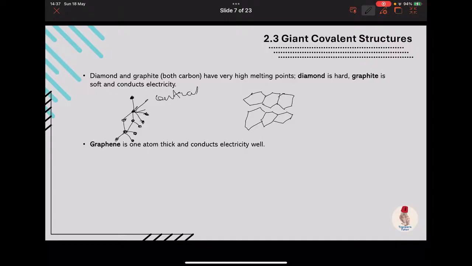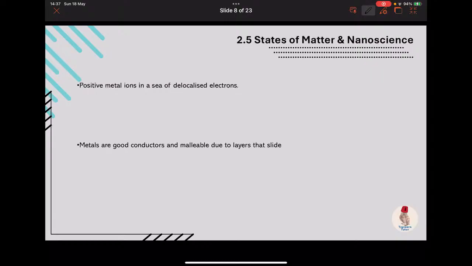Now, graphene is just one of these sheets of graphite, and as it is 1 atom thick, it is very thin, and it conducts electricity well. Next, we have states of matter and nanoscience. Nanoscience is very simple. You have a few structures you need to know, like C60, which is Buckminster fullerene.